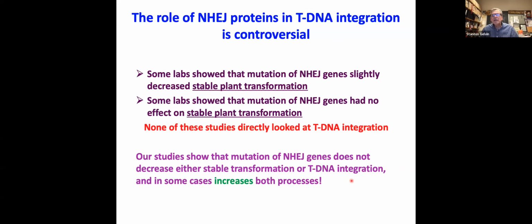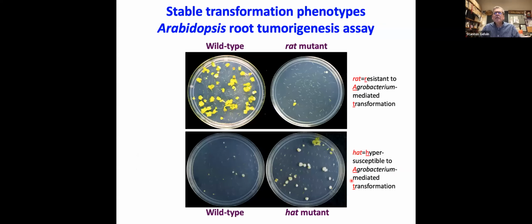I'm going to tell you the data for this. First of all, I'm going to show how we do these assays. Our laboratory is a basic science model systems lab. We use mostly Arabidopsis, sometimes tobacco, and occasionally we've done some work with rice. This is our favorite assay. These are roots of Arabidopsis. We cut the roots into hundreds of little pieces that are 3 to 5 millimeters in size.